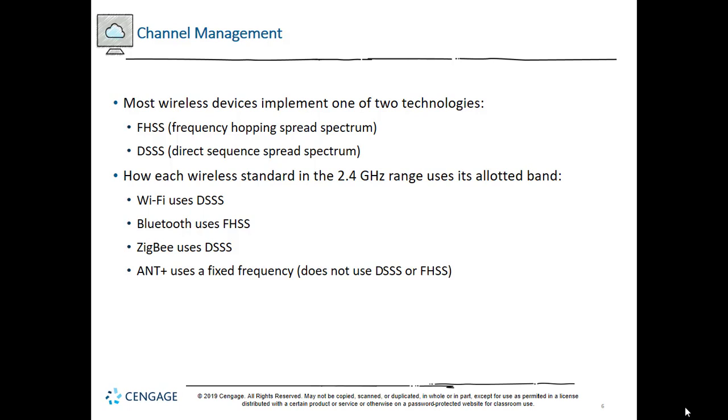With the wireless standards in the 2.4 gigahertz range, each uses its allotted band. Wi-Fi, commonly used for wireless internet access, uses DSSS. In the United States, the FCC has defined 11 channels within the 2.4 gigahertz band for Wi-Fi and 24 channels for 5 gigahertz. Other countries might have 14 Wi-Fi channels for 2.4, but it doesn't matter. In the United States, each channel is 20 megahertz wide.